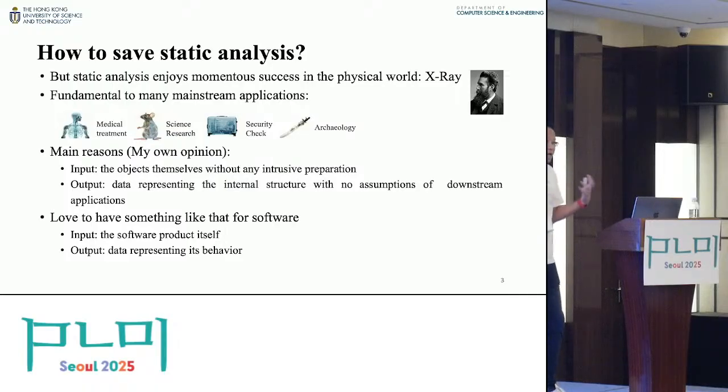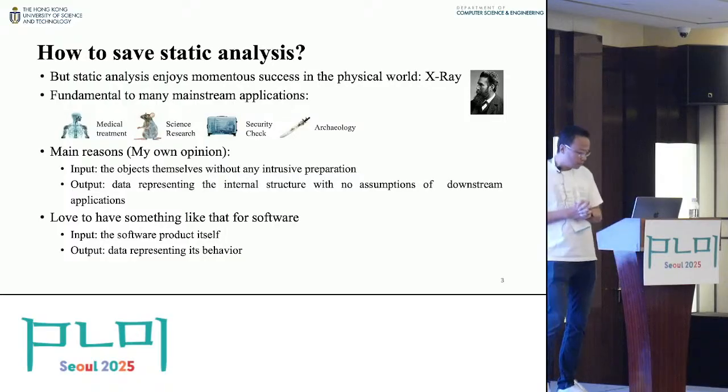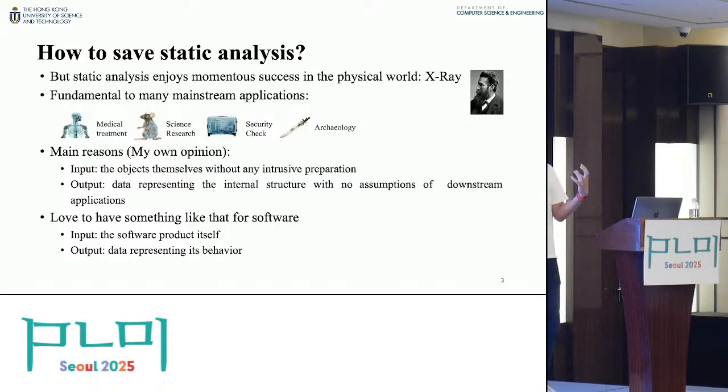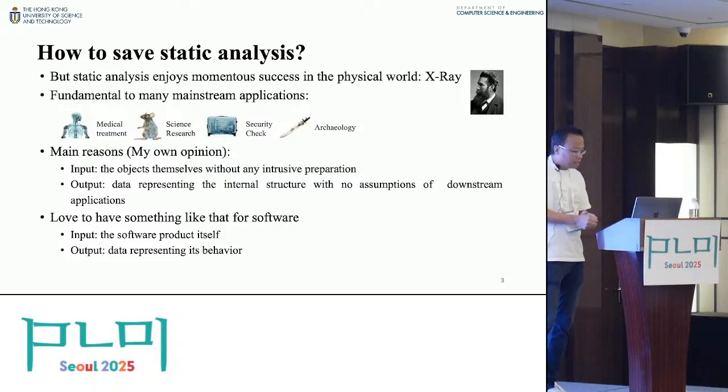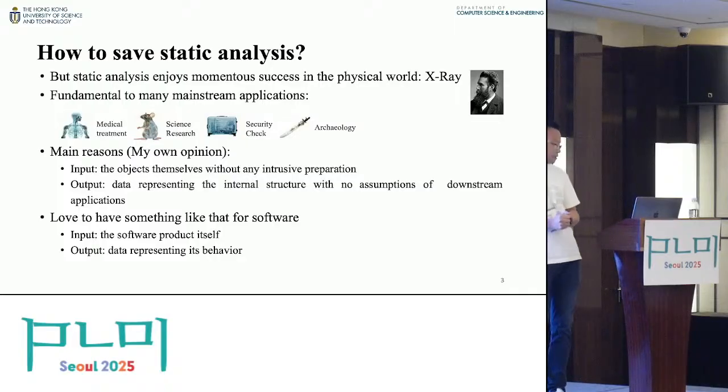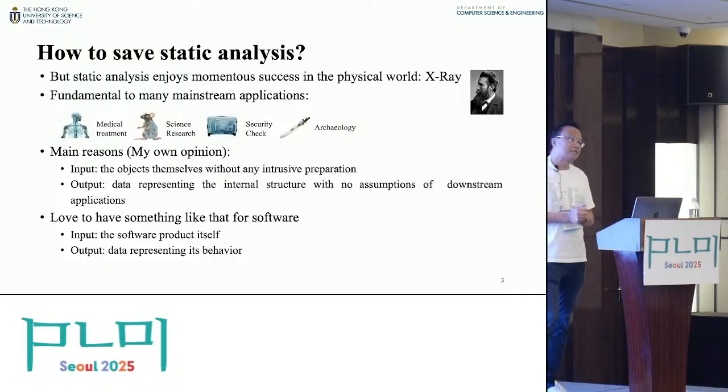And I claim that we don't have it yet. We don't have it. So the input is software by itself. It's not source code, it's software. It's the software that people use. The output should be the data that describe what the software does. And I claim that that doesn't exist yet.